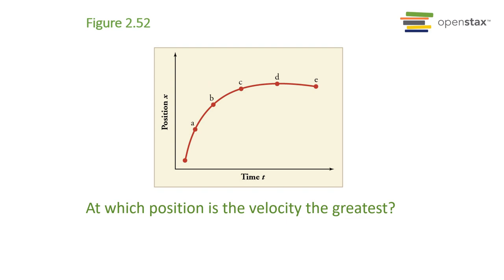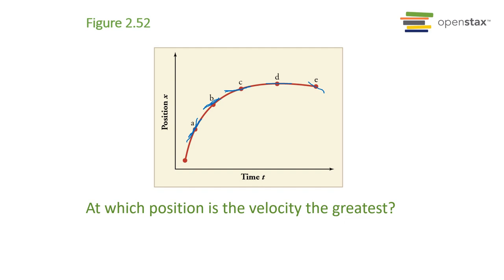This is another good example of which has the greatest velocity. So when we look at this position versus time graph, what we see is the slope at different areas are different. So we're doing instantaneous slope. So slope A looks like this, slope B looks like that, slope C, D, E.